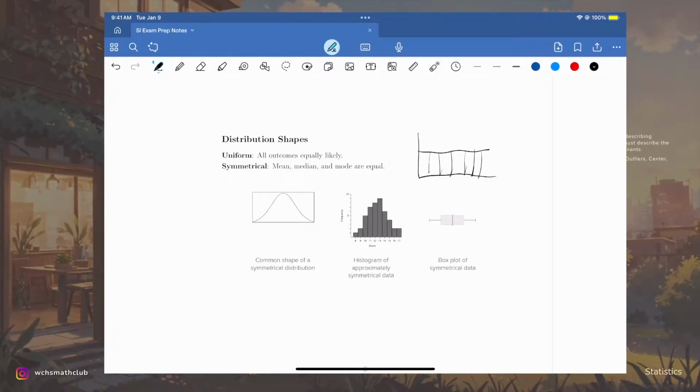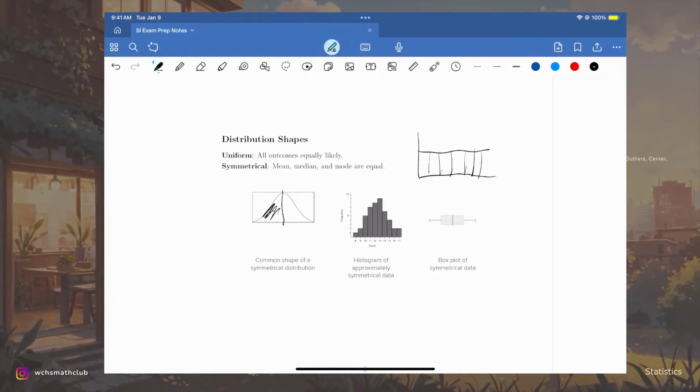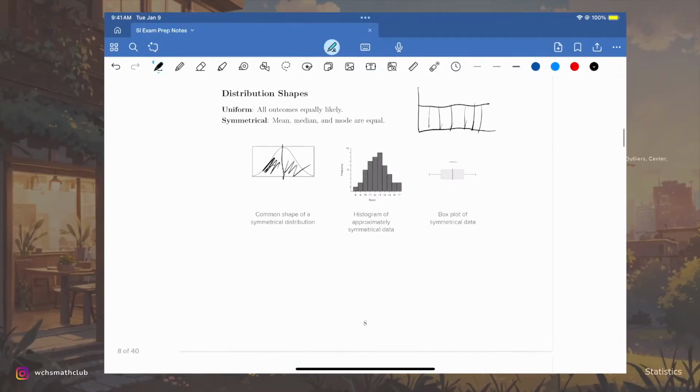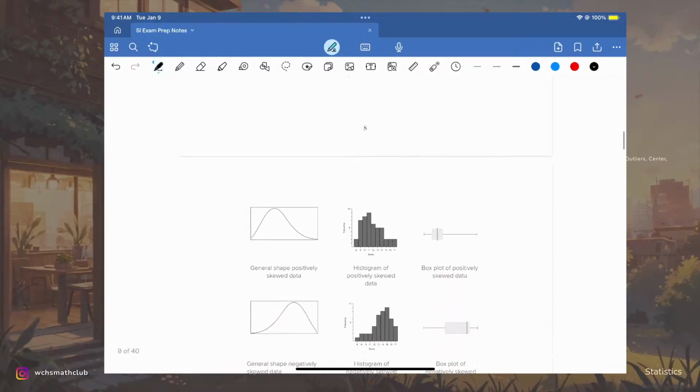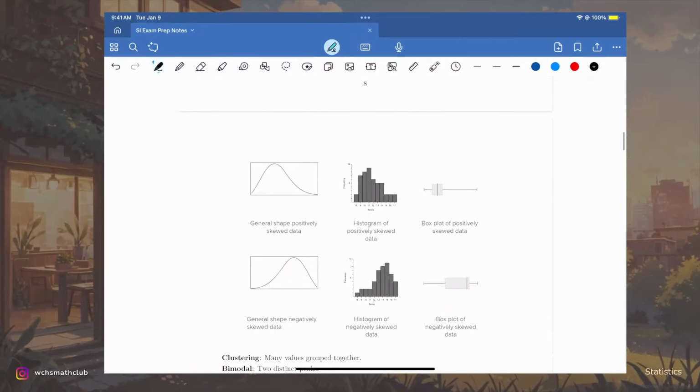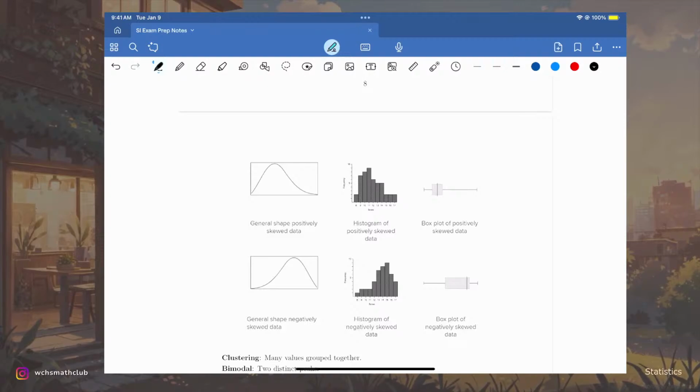Symmetrical means it's equal on the left and right. So you see the stuff on the left is the same as the stuff on the right. Box plot, same thing. It's symmetrical. Histogram is approximately symmetrical. Over here, this is how to tell if it's positively or negatively skewed. Tell me any questions that there are in chat.